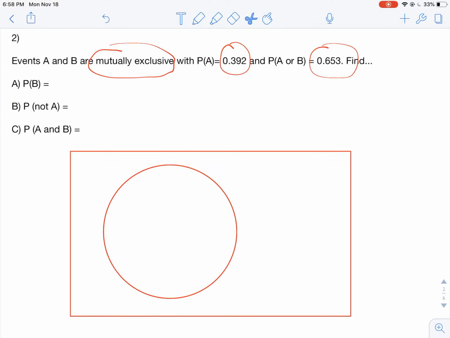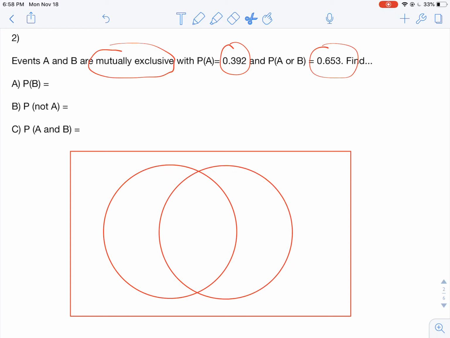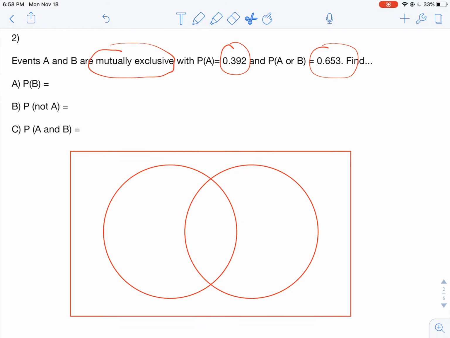So you notice I'm going with my circles here and the rectangle. A lot of people forget to do the rectangle, but that's pretty important. All right, so I'm going to move this over. Now they tell me, first of all, that they're mutually exclusive. If they're mutually exclusive, that means these two events cannot happen at the same time. So the probability right here in the middle of that overlap is going to be 0.